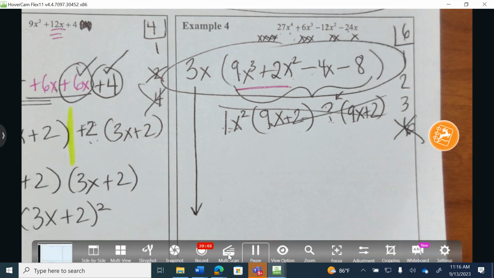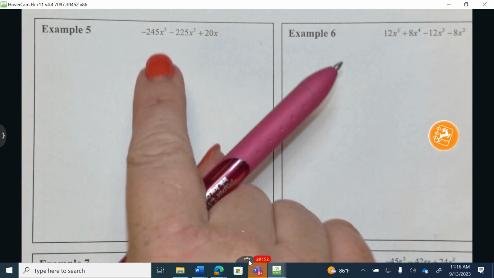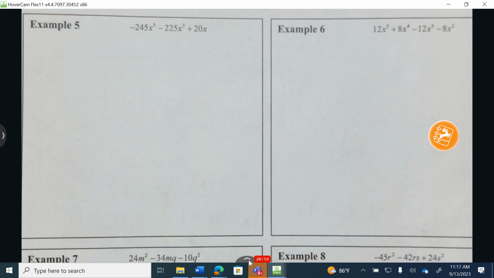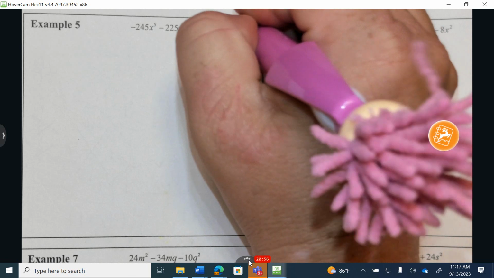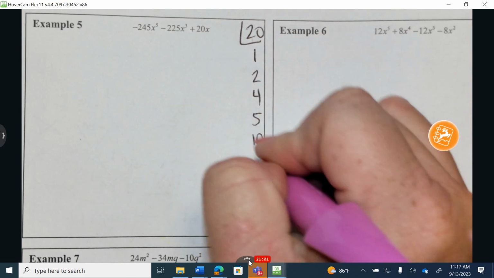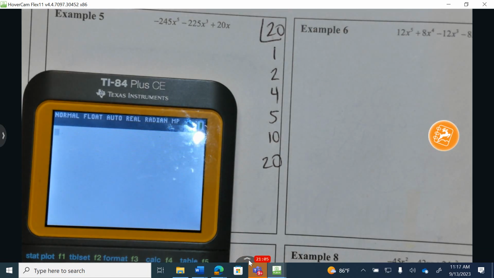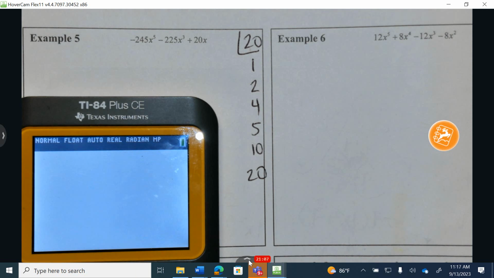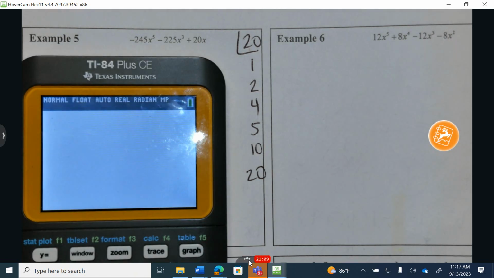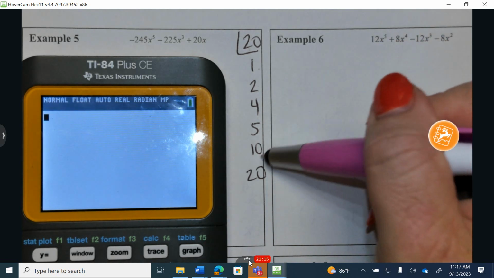Please flip to the back. So what is the smallest number? 20. So let's put a 20 off to the side, and I'm going to write down the numbers that divide into 20. Some of you will use mental math, awesome, and if you don't have that ability right now, then you're going to grab a calculator. I do not care about the positives and the negatives when I'm deciding what's the largest number I can factor out.